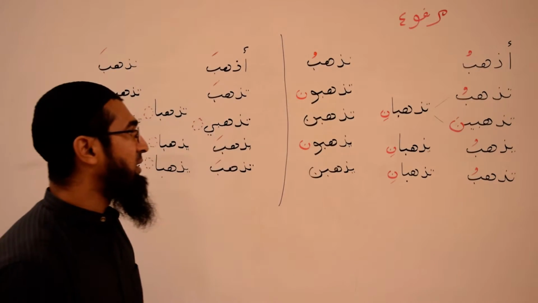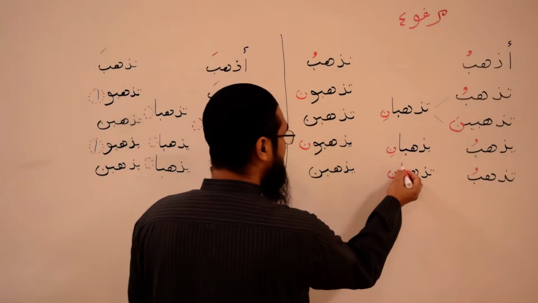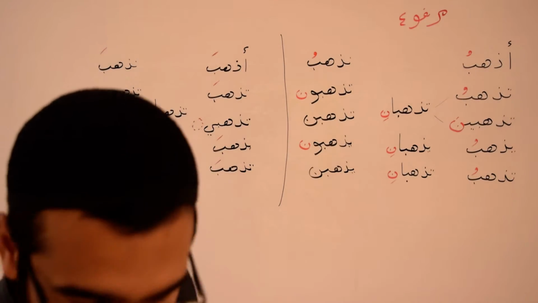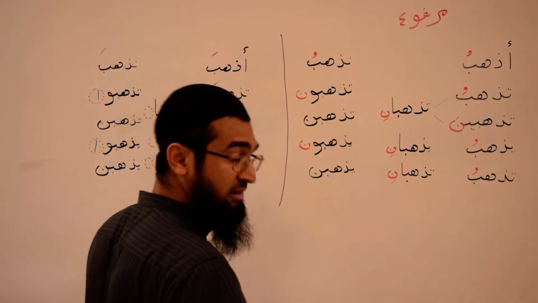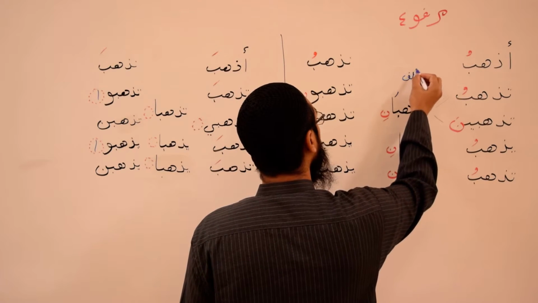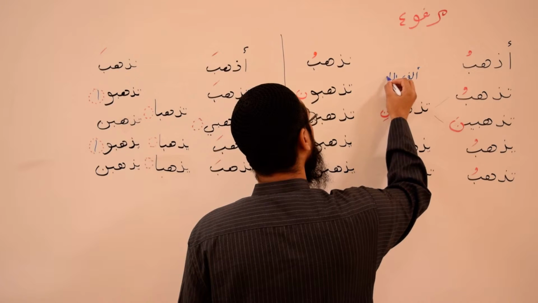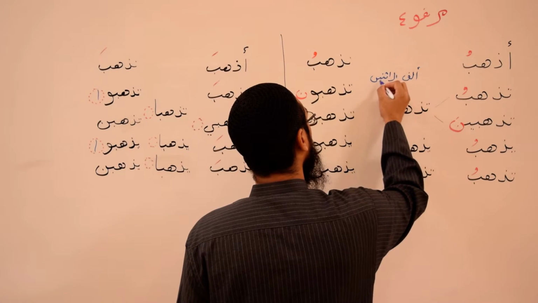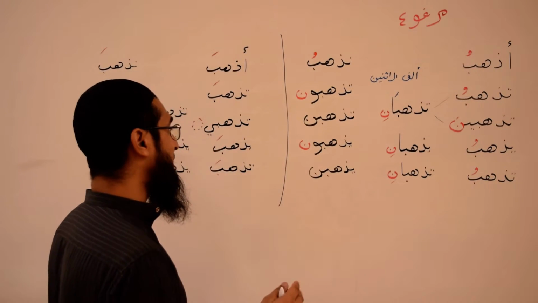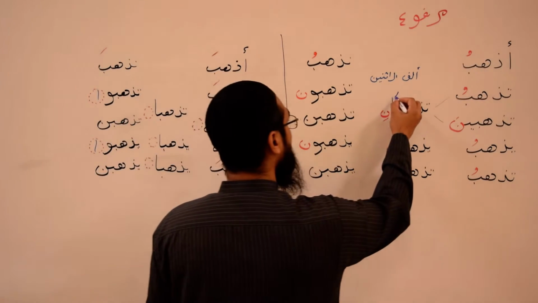Alright. This alif that you see right before it has a name. It's called alif al-ithnain. The alif for 2, or the dual alif. Okay, that's this right here.